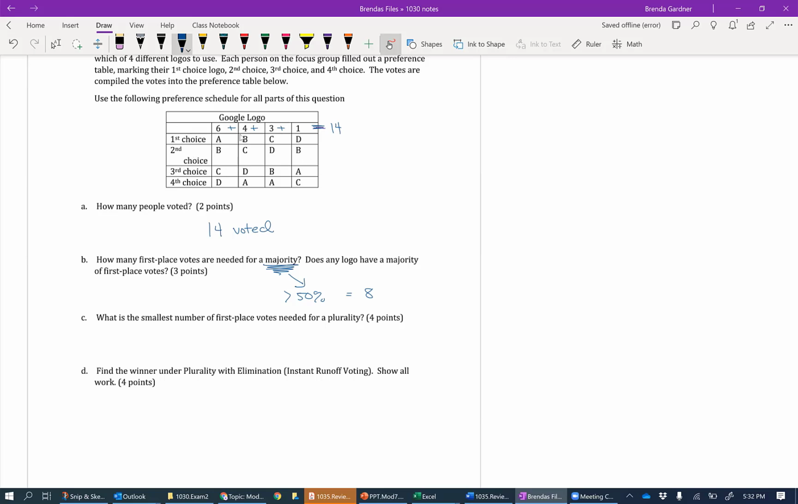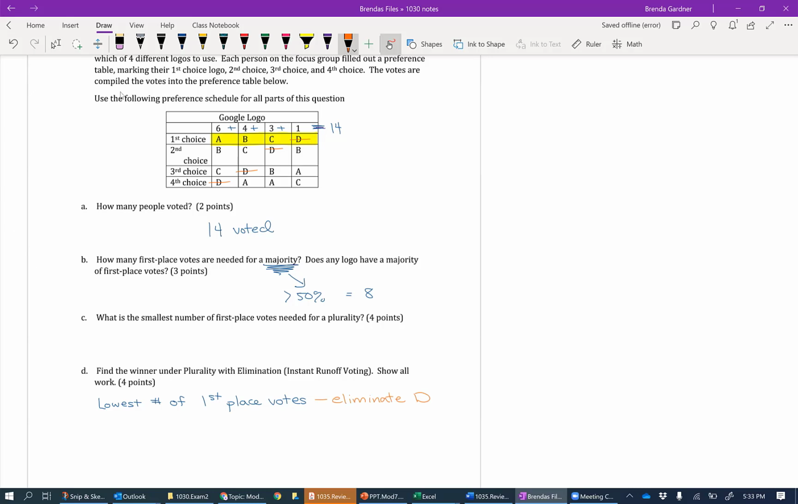So anyway, back to this logo though, what you're going to do is first look for the lowest number of first place votes. So we're looking on that first row, and A got 6, B got 4, C got 3, and D got 1. So you're going to first eliminate D. What happens is D is eliminated from every column, and so everyone gets pushed up.